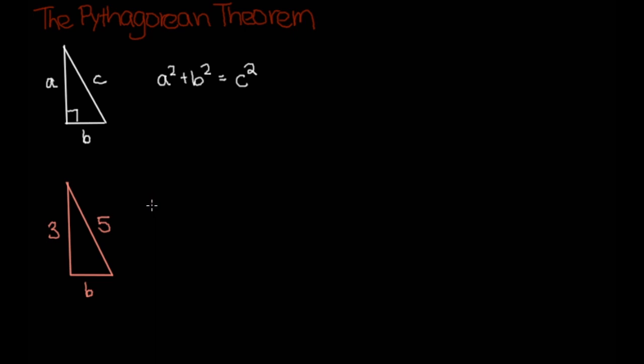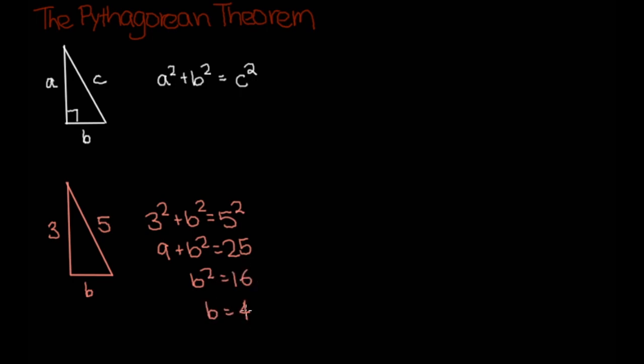By the Pythagorean theorem, the sum of the squares of the two shorter sides, so in this case 3 squared plus b squared, equals the square of the hypotenuse, the longest side, 5 squared. 9 plus b squared equals 25. b squared equals 16, and thus b equals 4. b squared equals 16 gives you two solutions, plus or minus 4, but because length cannot be negative, we're going to disregard the negative solution.